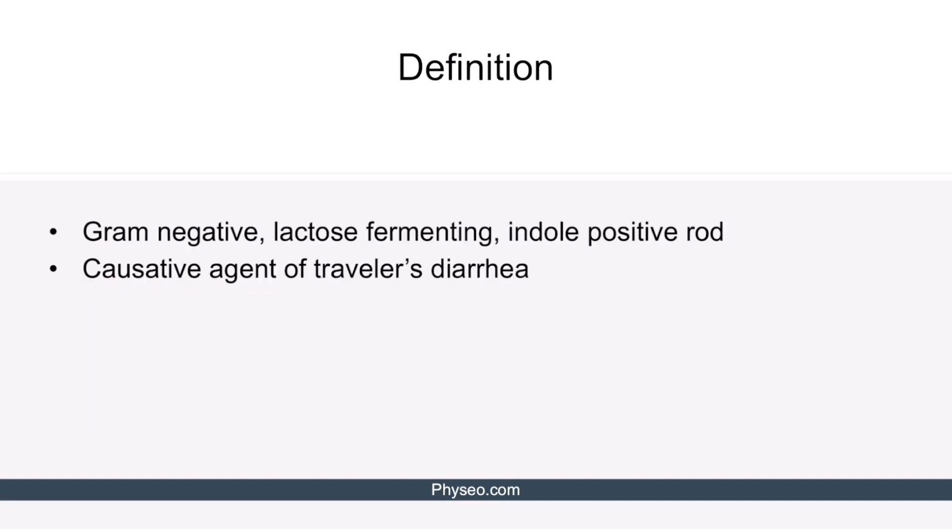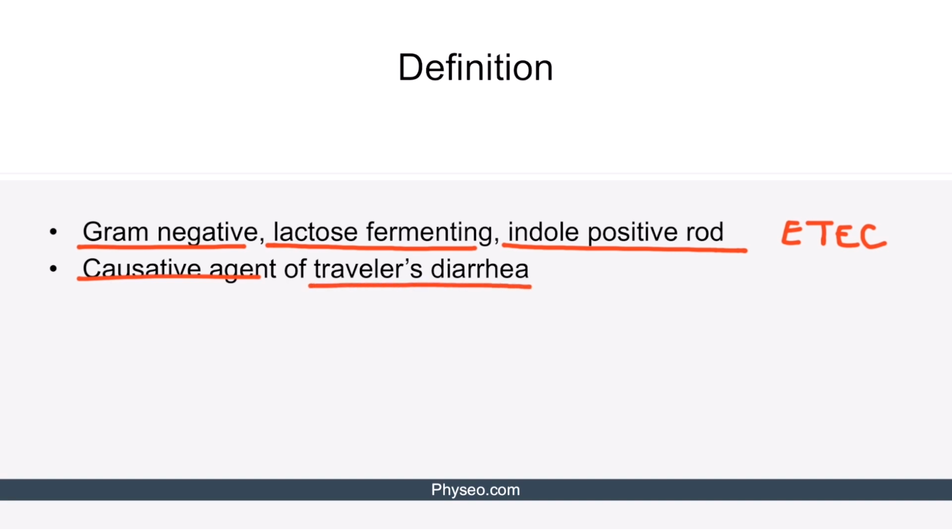Enterotoxigenic E. coli, just like any other species of E. coli, is a gram-negative, lactose-fermenting, indole-positive rod. And enterotoxigenic E. coli is commonly referred to as ETEC for short. And it's the causative agent of what's known as traveler's diarrhea.